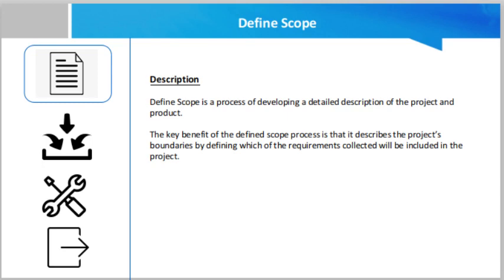Friend, the Define Scope process selects the final project requirements from the requirement documentation delivered during the Collect Requirements process. Hence, the project manager can develop a detailed description of the project and product, which is called the project scope statement. Define Scope is a process of developing a detailed description of the project and product. The key benefit of the Define Scope process is that it describes the project boundaries by defining which of the requirements collected will be included in the project.